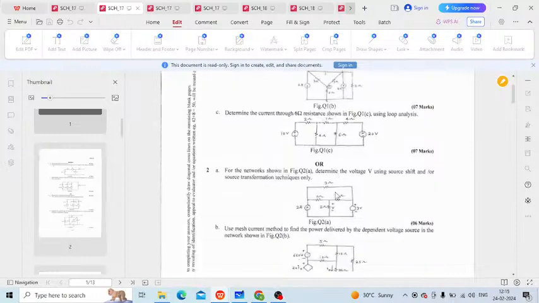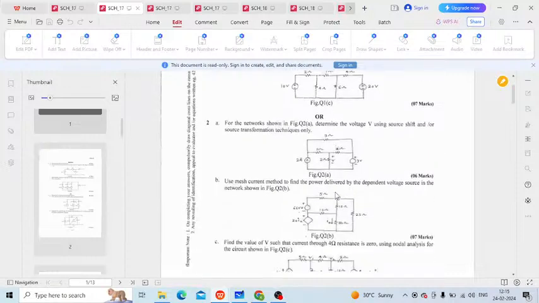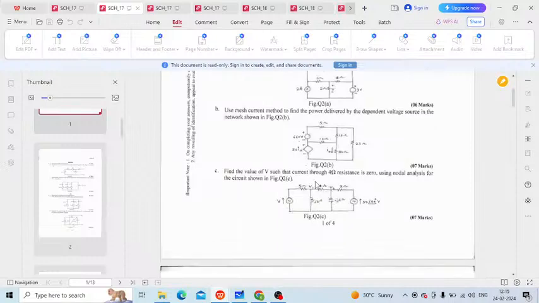And do we have any other question here? Okay, this is only one question that I've asked. See here is one question. Find the value of V such that the current flowing through the 4 ohm resistance is 0. So here there is a 4 ohm resistance, and you're going to find the value of V such that the current through this 4 ohm resistance is 0. Right? That value of V should be such that the current flowing through this should be equal to 0 using nodal analysis for the circuit shown in the figure.